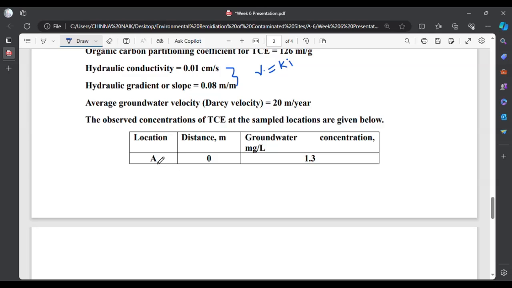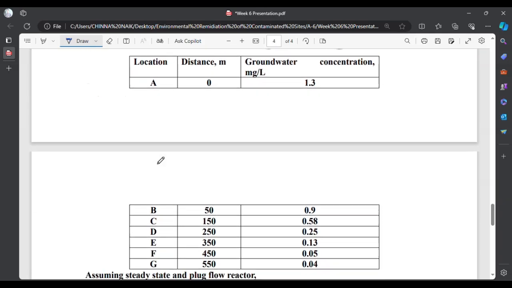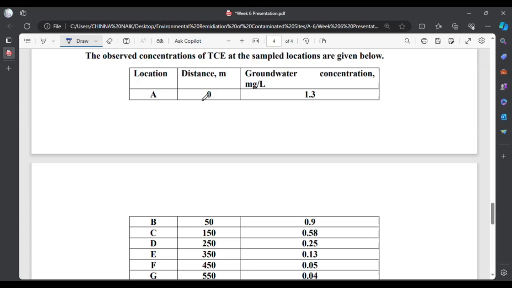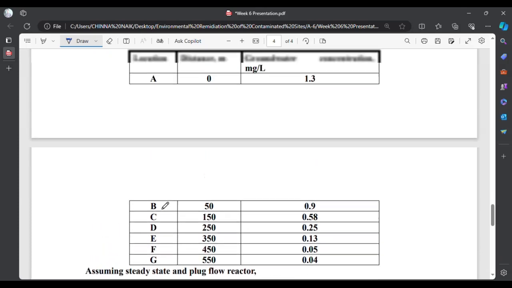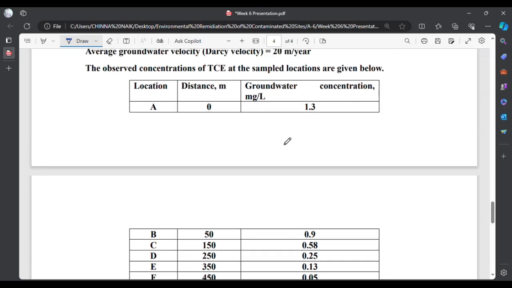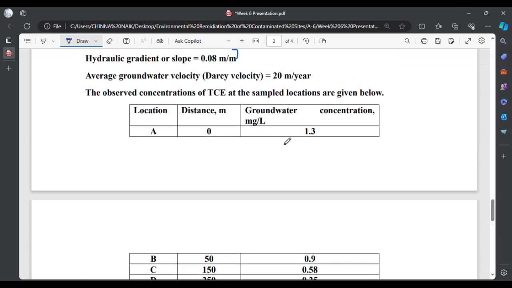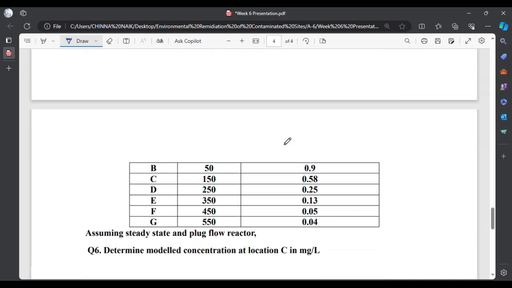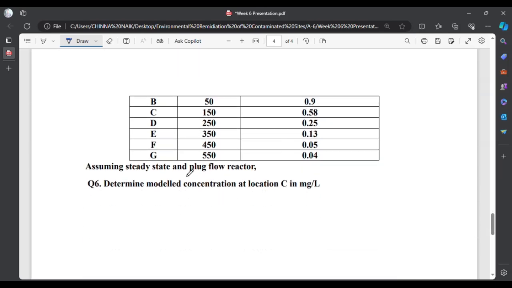So there are different locations and their distance from the initial sampling site, and then they give the groundwater concentration of trichloroethylene. Assume steady state flow and plug flow reactor. For steady state flow we already derived the equation. In steady flow, the change in concentration with respect to time will be zero.